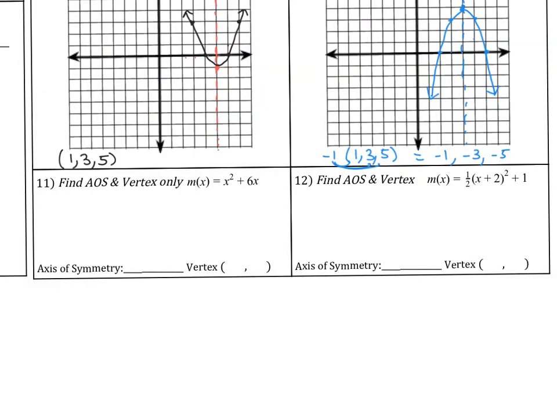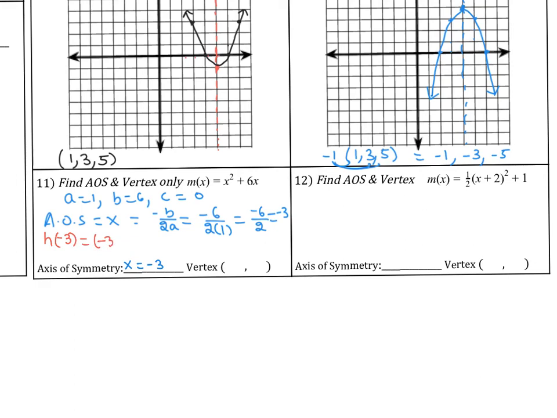Number 11. A equals 1, B is 6, and C is 0. Axis of symmetry is going to be x equals negative b over 2a, that is negative 6 divided by 2 times 1. That's going to be negative 3. So axis of symmetry is negative 3, and you're going to use the given equation to find the vertex y coordinate.